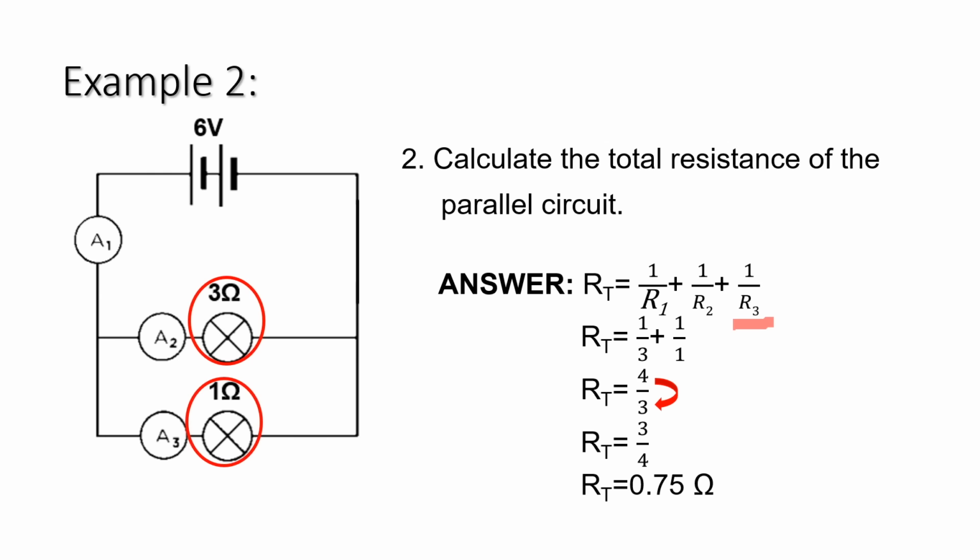So our second step would be 1 over RT is equal to 1 over R1. We labeled this light bulb as R1 and this light bulb as R2. So it is 1 over 3 plus 1 over 1. This gives us an answer of 4 over 3. But remember the rule with regards to resistance: the fraction must be inverted in the final step of the calculation. So here we swap around the values to give us RT is equal to 3 over 4. We convert it to a decimal and our answer is 0.75 ohms, and that is the total resistance of this parallel circuit.